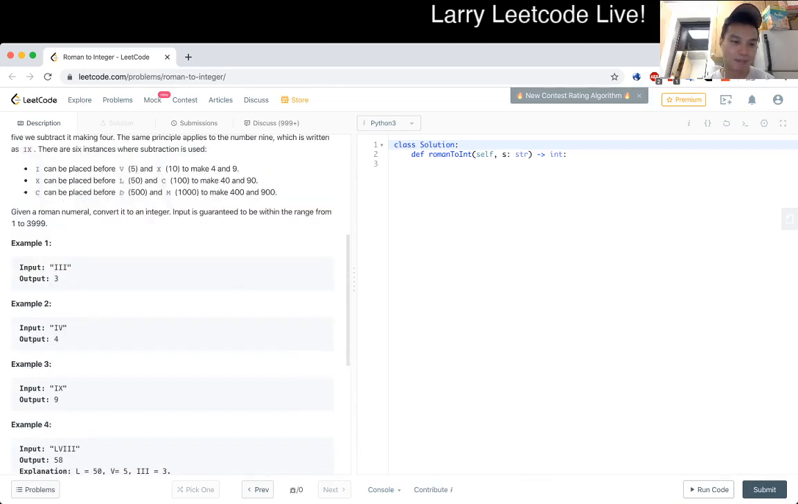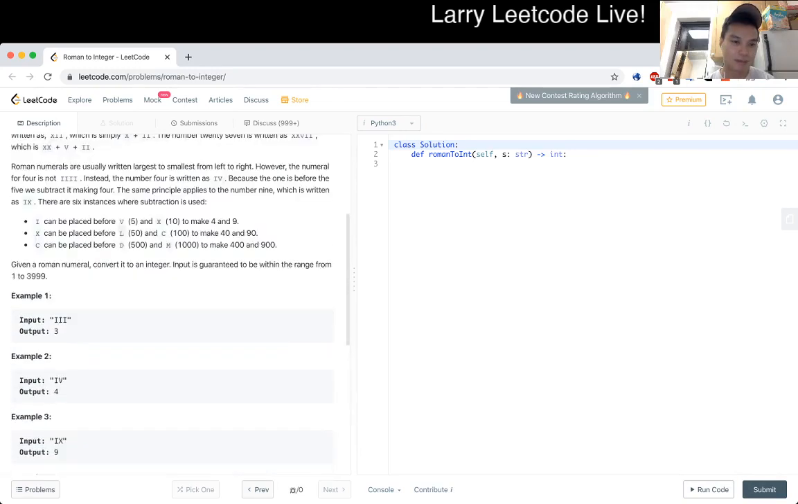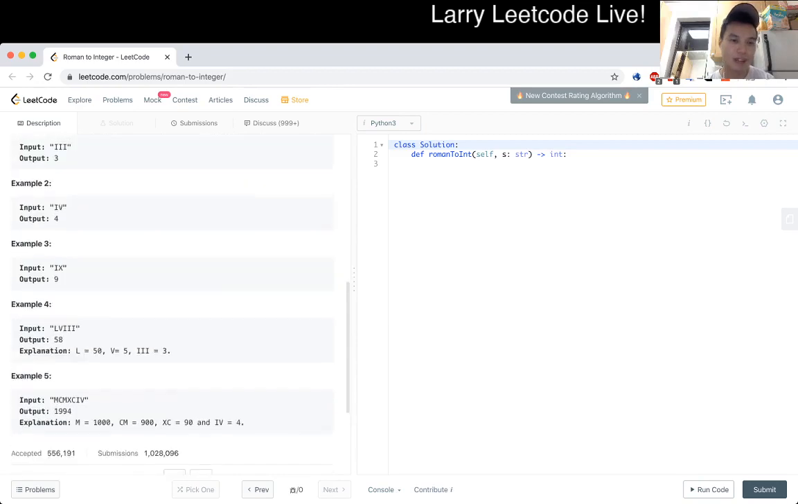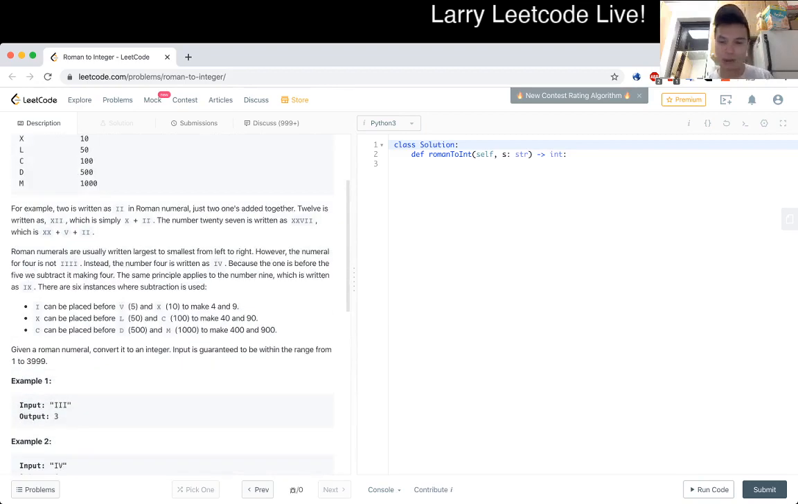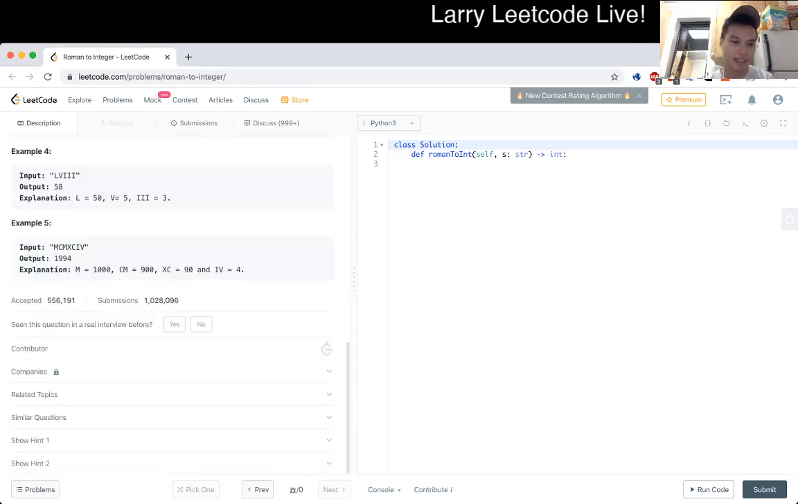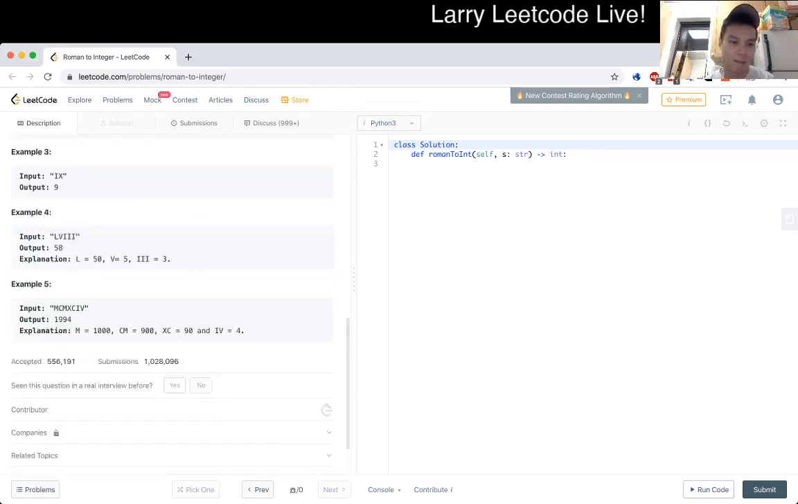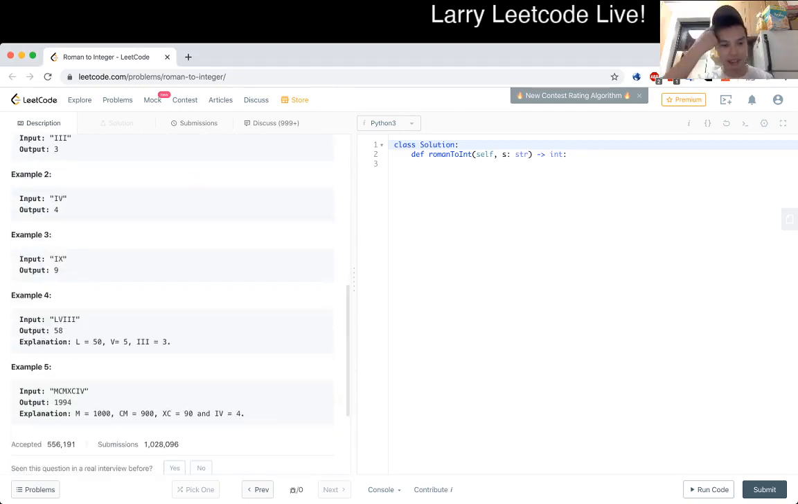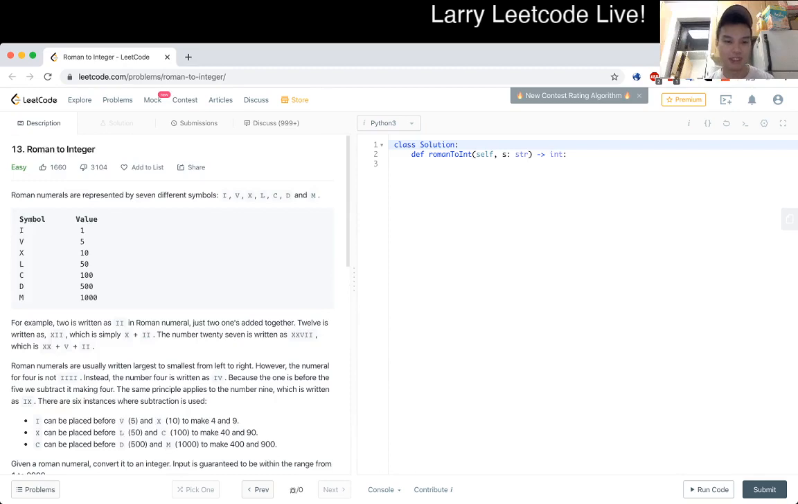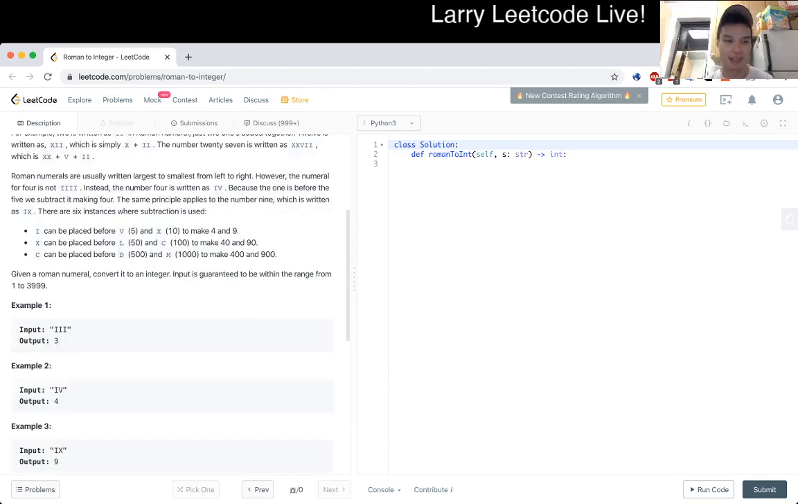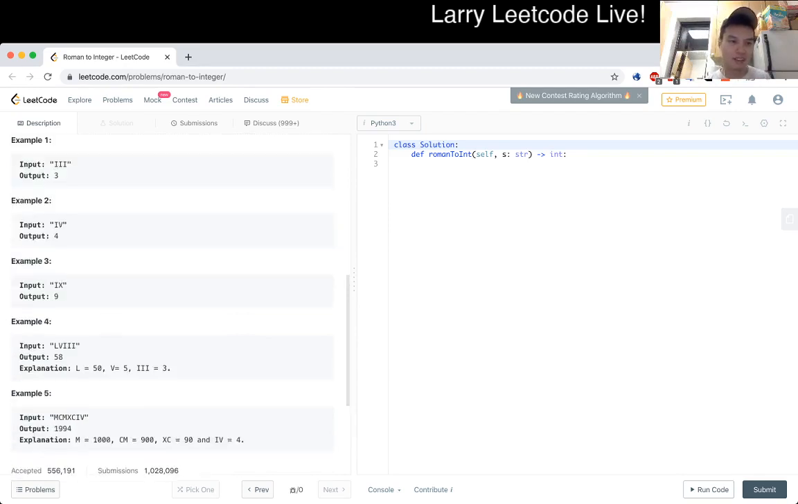Okay. I think this is probably straightforward-ish in that you just have to follow the rules. I think the only tricky thing is the look-forwards with the I's, X's, and C's. But I think you could just special case it.